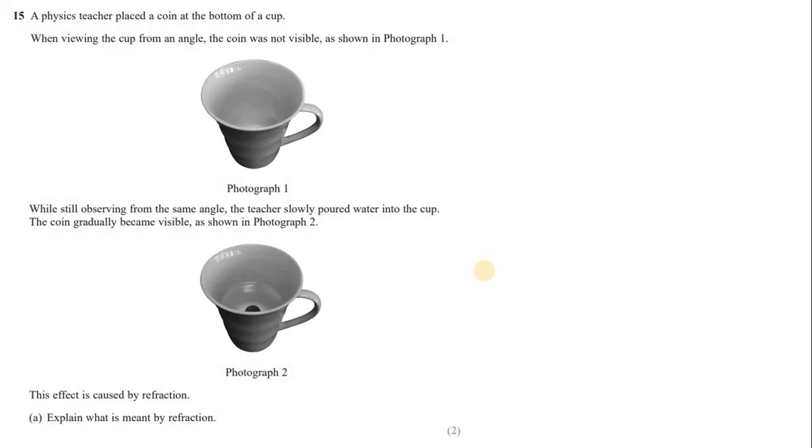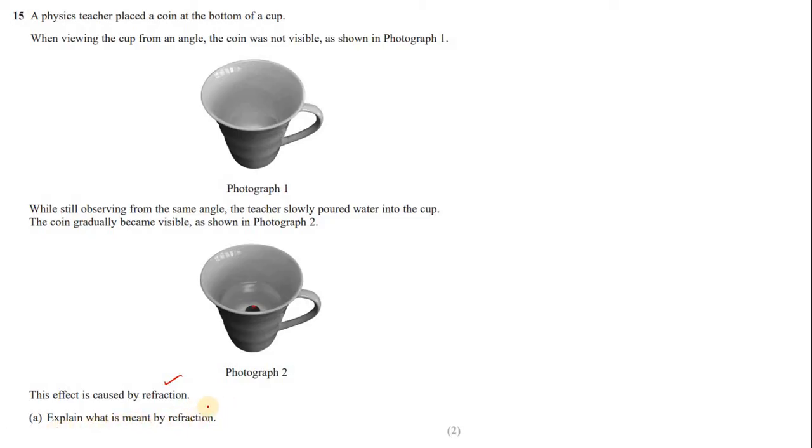Question number 15. A physics teacher placed a coin at the bottom of a cup. When viewing the cup from an angle, the coin was not visible, as shown in photograph 1. There is a coin inside, but we cannot see it. While still observing from the same angle, the teacher slowly poured water into the cup. The coin gradually becomes visible, as shown in photograph 2. Now, after pouring water, we can see the coin here. This effect is caused by refraction. Explain what is meant by refraction.